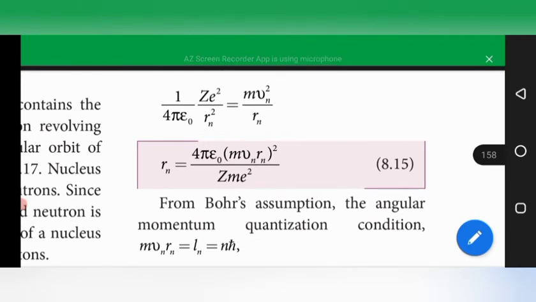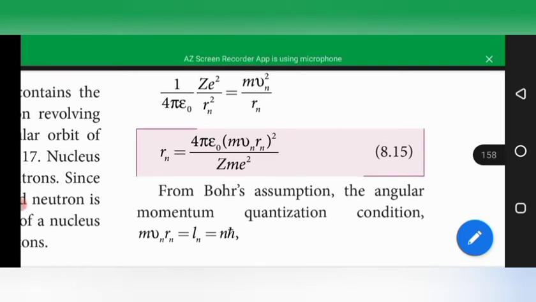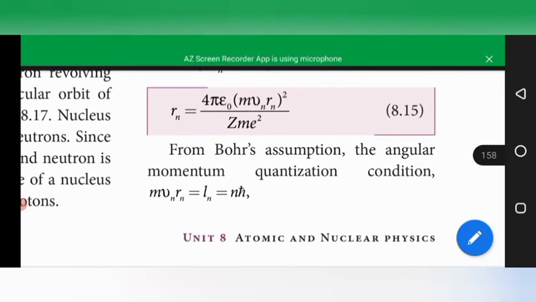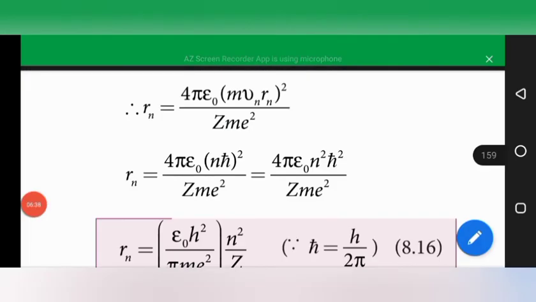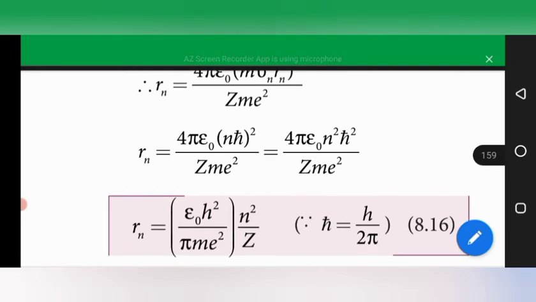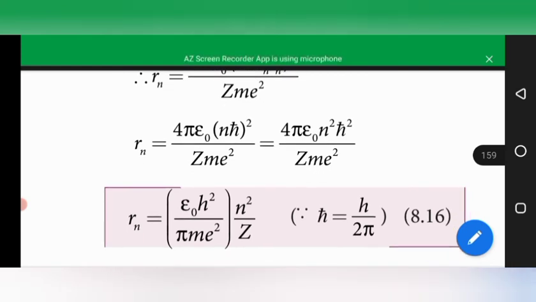So this is the Bohr's assumption, that is the angular momentum. So this is the value of the radius of the electron, and also we have to assume that mvr is also equal to L. So L is equal to n h bar. So that can be equal. Substitute that value. So finally you will get Rn is equal to 4 pi epsilon naught, so instead of mvr, you substitute the L value, n h bar whole square divided by Z m e square.